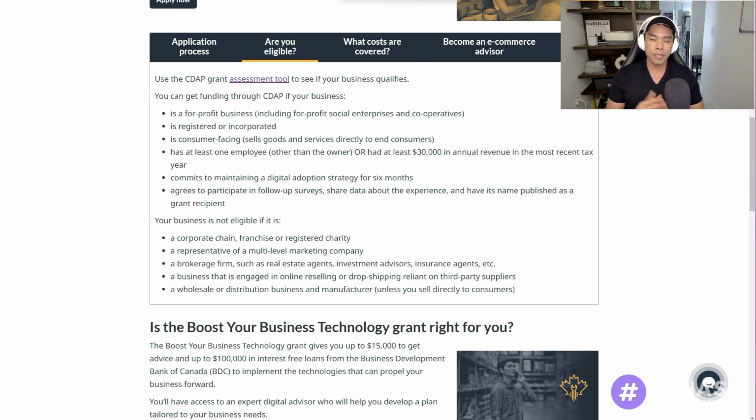In contrast, there's going to be a few criteria for the larger grant. Again, that starts off with a process where you have to meet with an advisor anyways. You go through an eligibility criteria, so you're not going to do busy work.